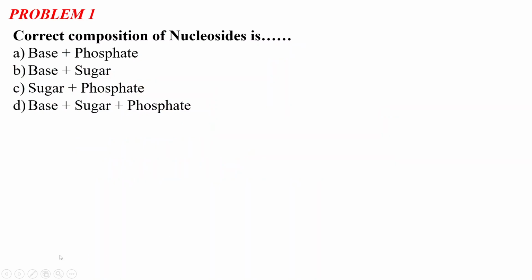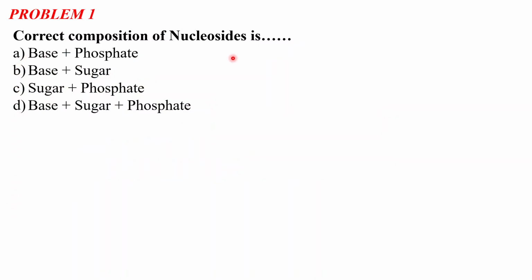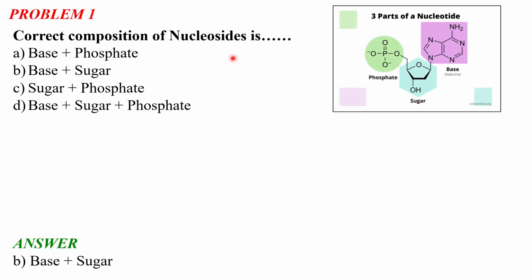Okay, so for problem number 1, which was the correct composition of nucleosides, the answer is number B, base plus sugar. Most of you have given the correct answer. So now let us discuss. Nucleotide and nucleoside are two terms that students most often get confused. What are a nucleotide and what is a nucleoside?